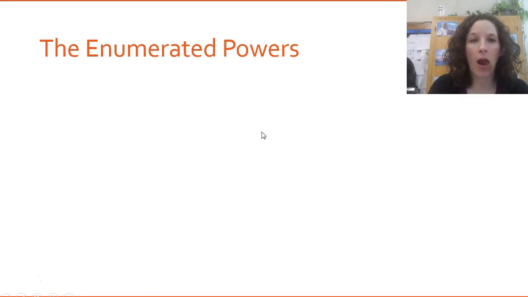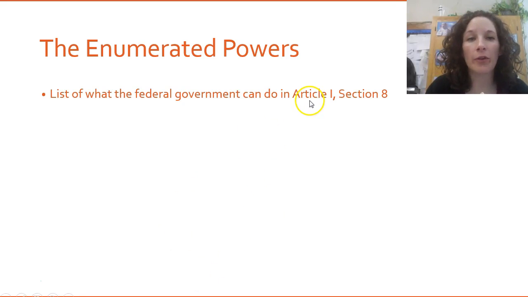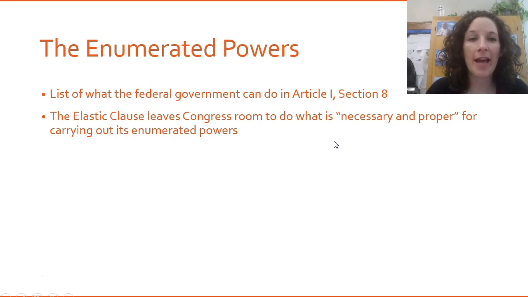Okay, so I want to focus on a few parts of the Constitution. Pause this video as needed. But the enumerated powers, those are the powers Congress has, that the federal government has in Article 1, Section 8. And at the end of it, we have the elastic clause, the part that says Congress can do whatever else is necessary and proper for carrying out these other powers listed in Article 1, Section 8. So the enumerated powers is a really long list of what the government can do.